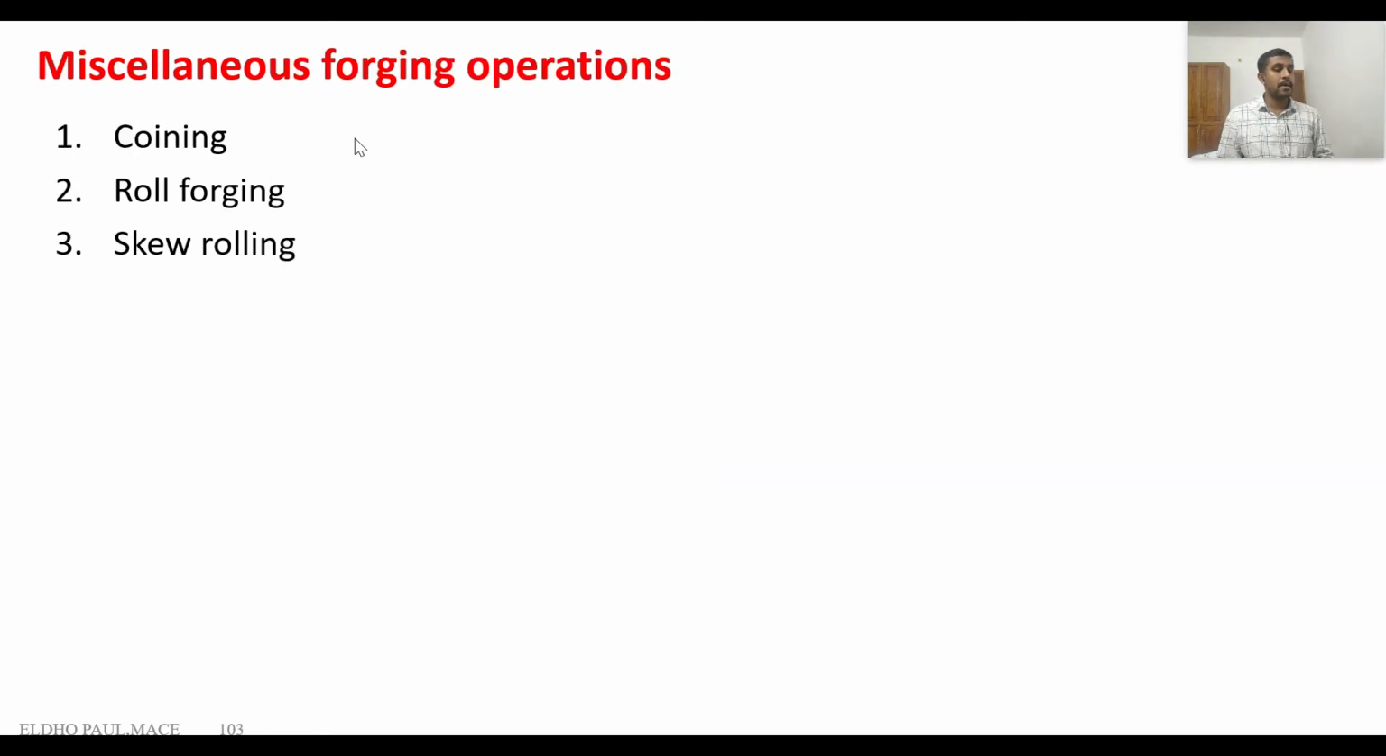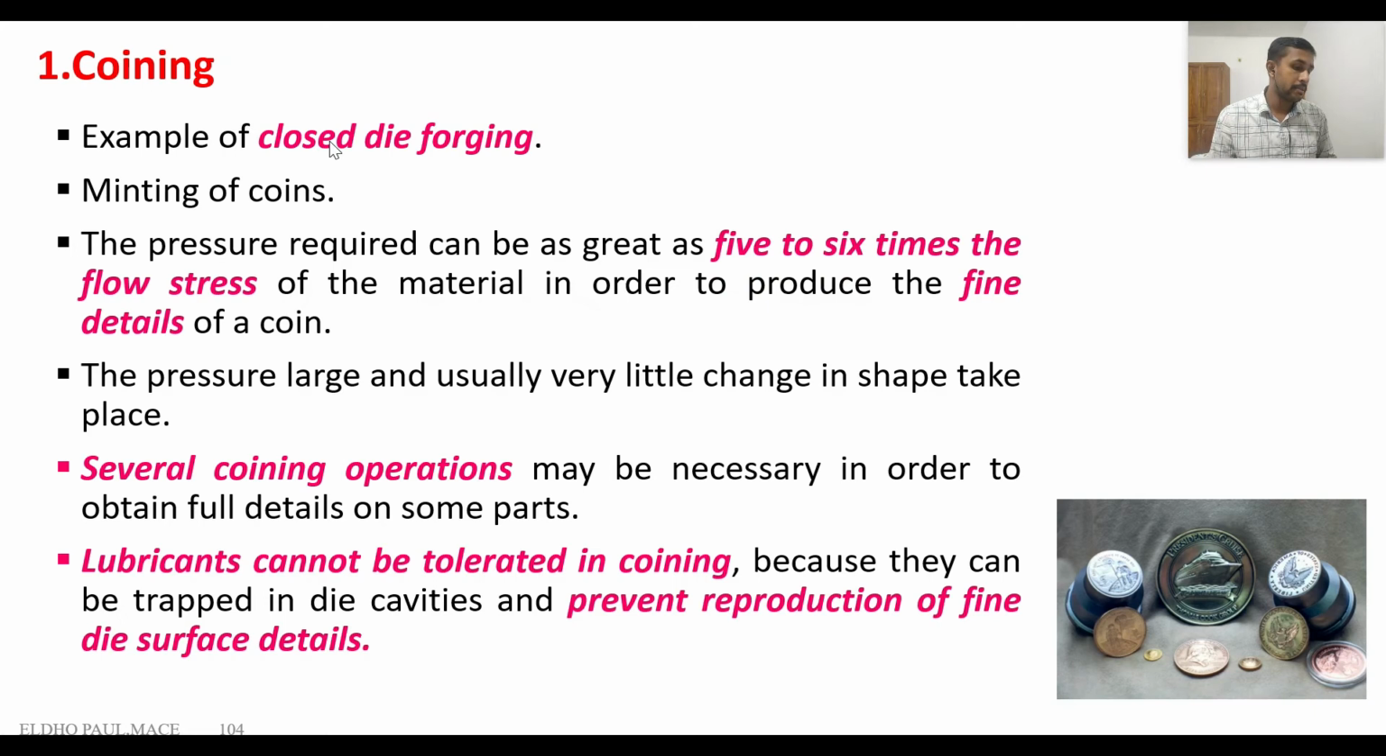Next, we will study different miscellaneous forging operations. The important three miscellaneous forging operations are coining, skew rolling, and roll forging. Roll forging we already discussed in the rolling lectures. What is coining? From the name itself, this is used for making coins, basically. For the making of coins, we use the method of minting. So this is a closed die forging method.